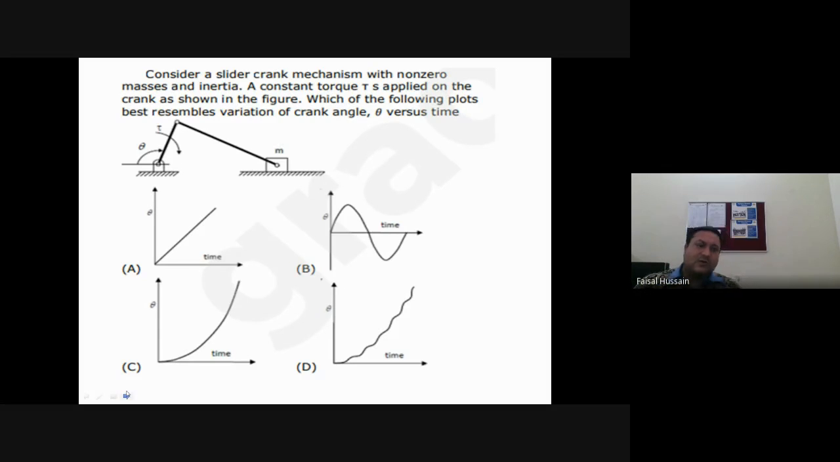So note one thing, the first plot is directly proportional. In a slider crank mechanism, the angle with respect to time is not directly proportional. It can never happen practically because of the losses, wear and tear, frictions. It cannot be simple harmonic, neither can it be parabolic. It may be somewhat approximately of this nature. So this is the answer.